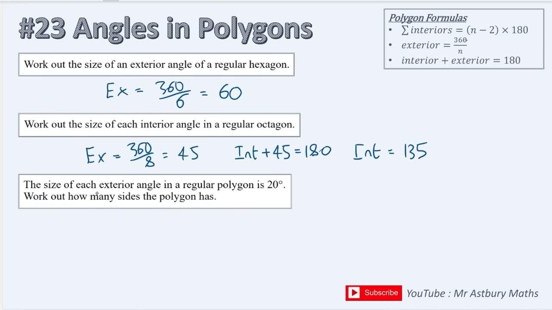The size of each exterior angle in a regular polygon is 20. How many sides does it have? We're going to reverse engineer this second formula here. So the exterior angle is 20, and that's equal to 360 over the number of sides. Multiplying both sides by n gives me 20n is equal to 360, and then dividing both sides by 20 gives me 360 over 20. So in essence, we just divide 360 by the exterior angle. We get the number of sides, in this case, 18.